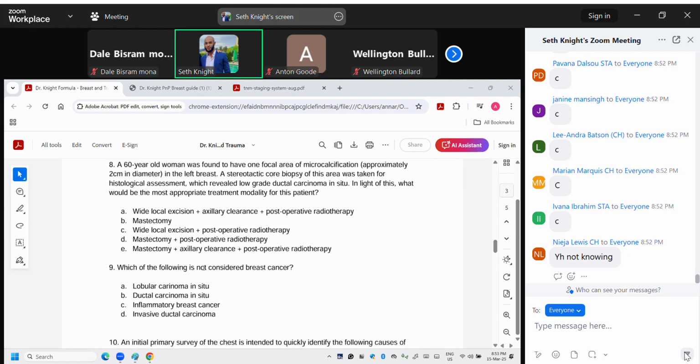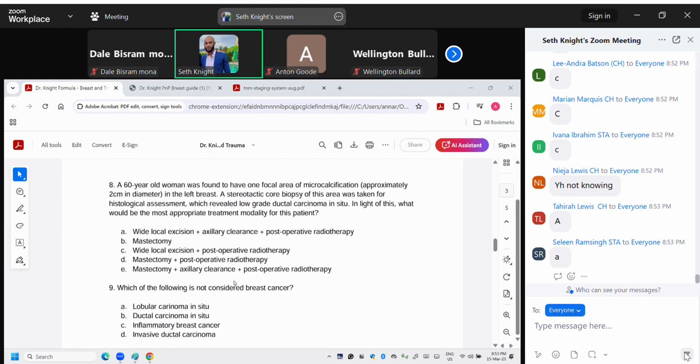And well, we went through this a million times. Which of the following is not considered breast cancer? The answer is A, lobular carcinoma in situ. Right? Good. So I think we clarified.